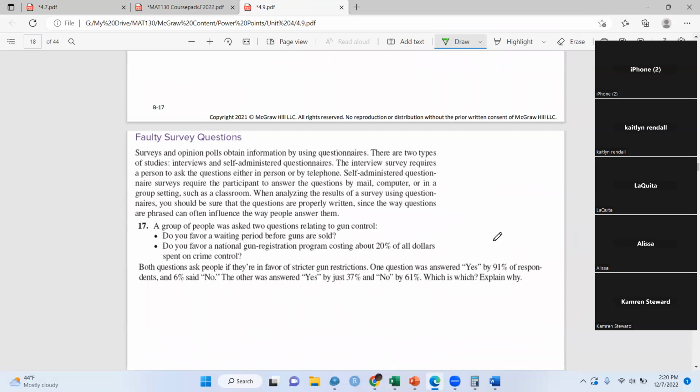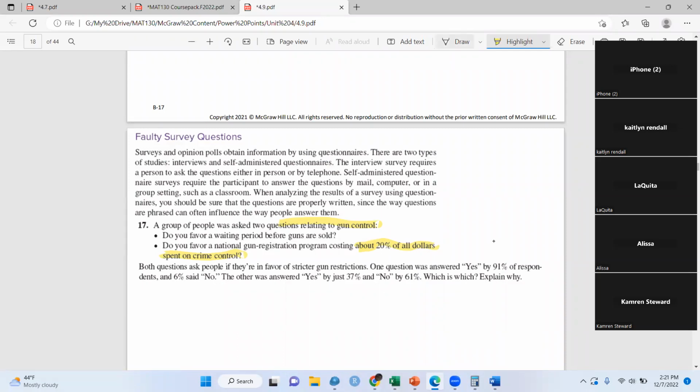Another way you can be misled is how questions are asked. So bad survey questions. Check out this one about gun control, a hot button topic. Do you favor a waiting period before guns are sold? Do you favor a national gun registration program costing about 20% of all dollars spent on crime control? Note that this extra information includes a particular bent of bias that pushes a reader or respondent to think a certain way.